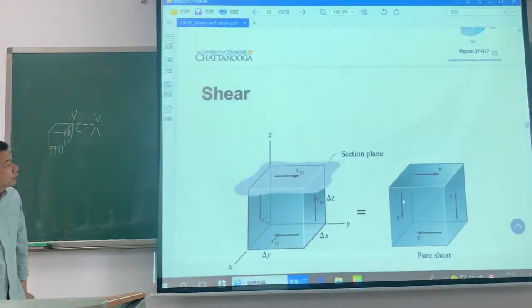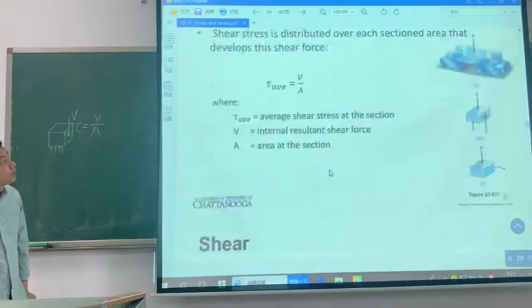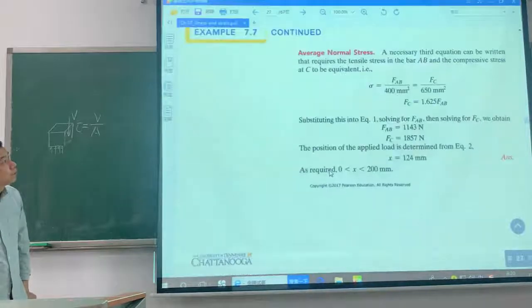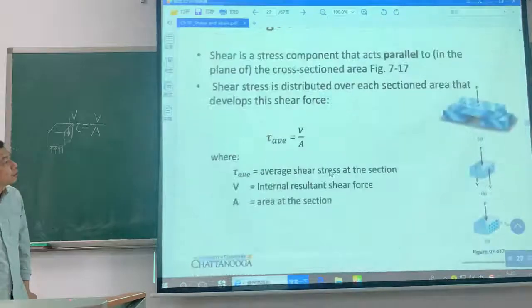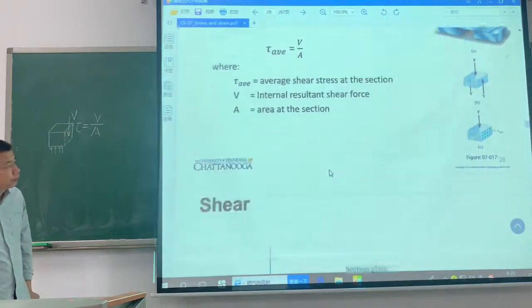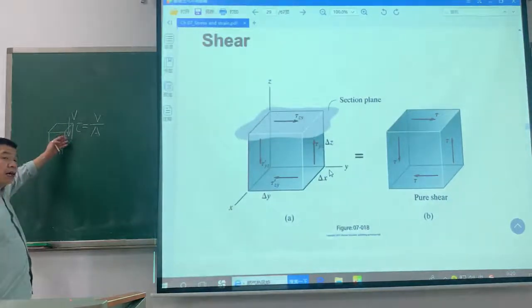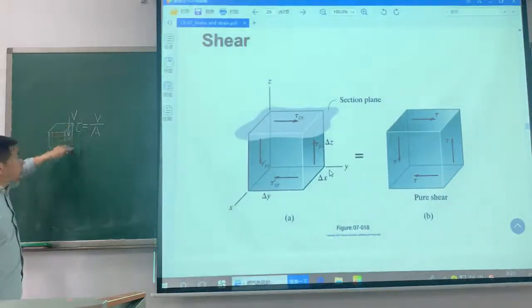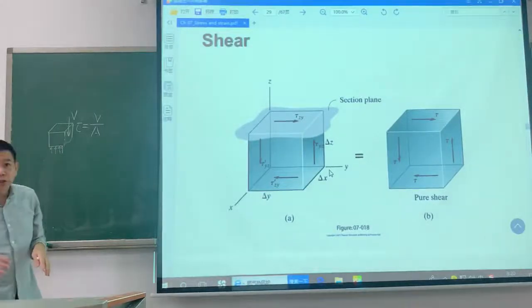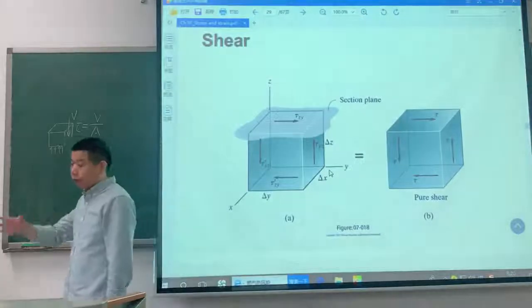Shear stress. Shear stress is parallel to the section. Normal force is perpendicular to the section. They're different.